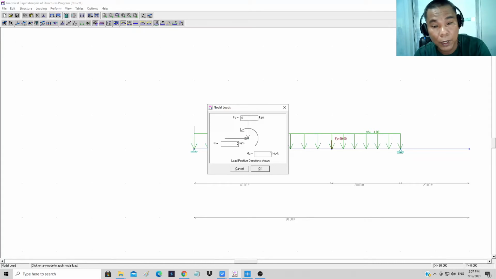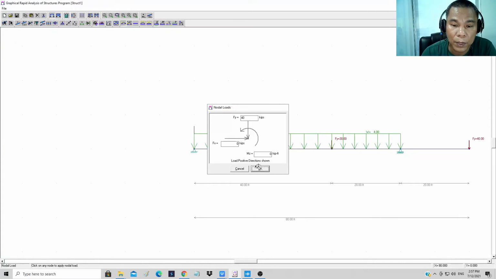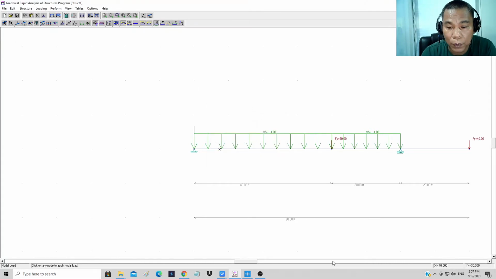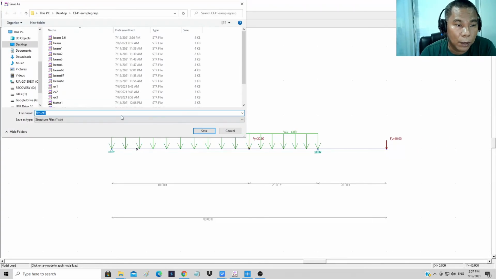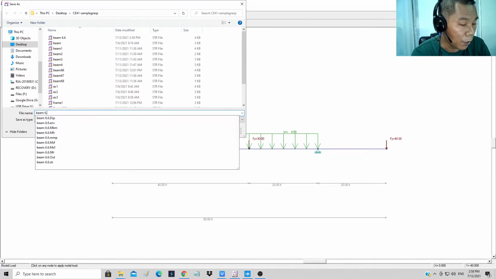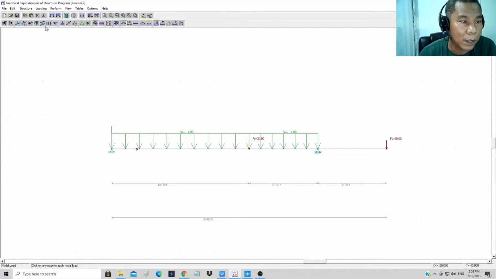And also when you are looking at the result of the shear and moment diagram, it will give you the quantitative value. So you can save it now. This is beam 6.7, or example 6.7. You can perform the analysis, and it will give you the reactions, which are 116.7 and 193.33, the same as our example.